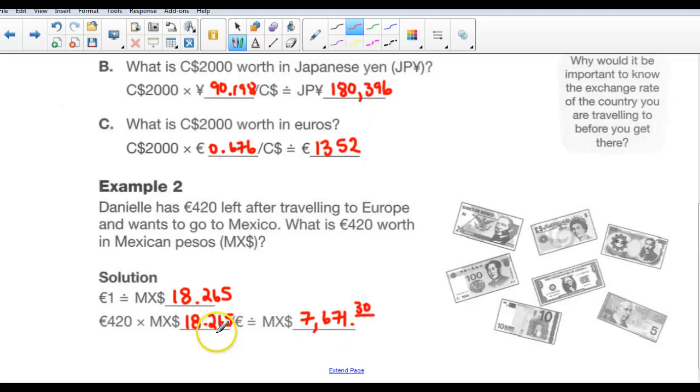Okay? All right, so that's all there is for this chapter on currency exchange. Go ahead and do some of the practice.